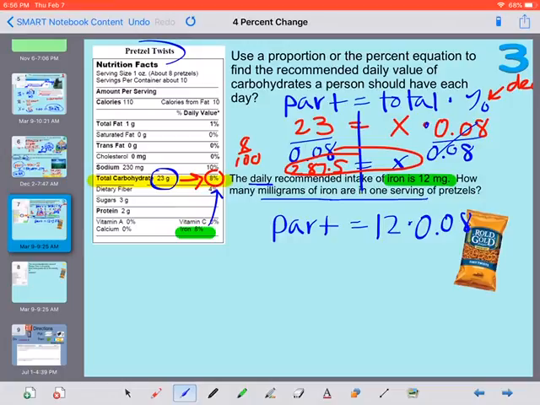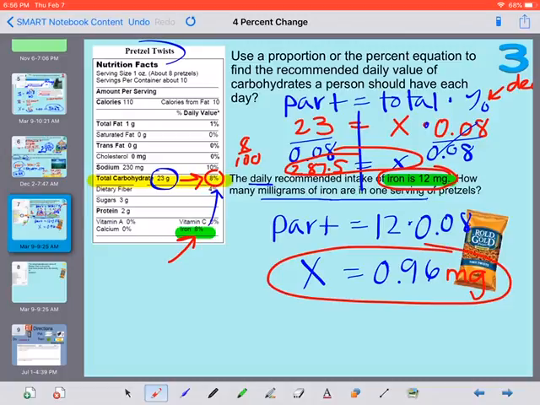So we need to figure out, well, 12 times 0.08, that will give us the part that we get from the pretzel twist. So our answer, when we multiply those, the part that we get is 0.96, which actually does make sense. We are not getting very much total in a day. So if we're getting 8% of a really small amount, we are getting almost 1 milligram, but not very much at all.